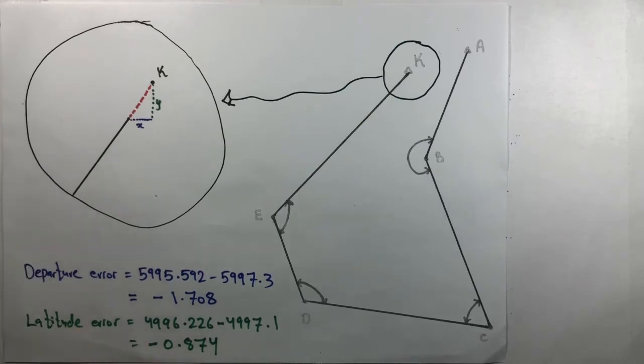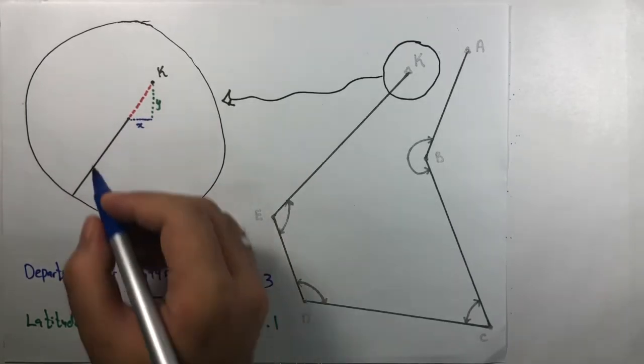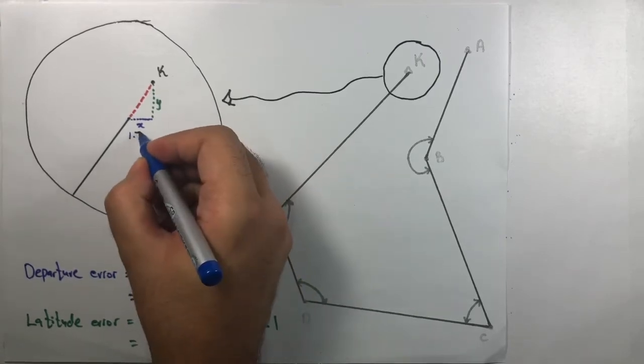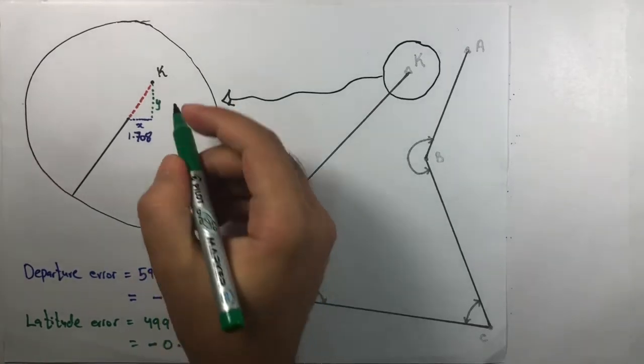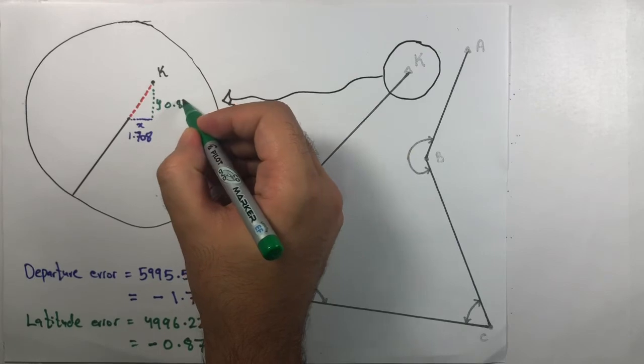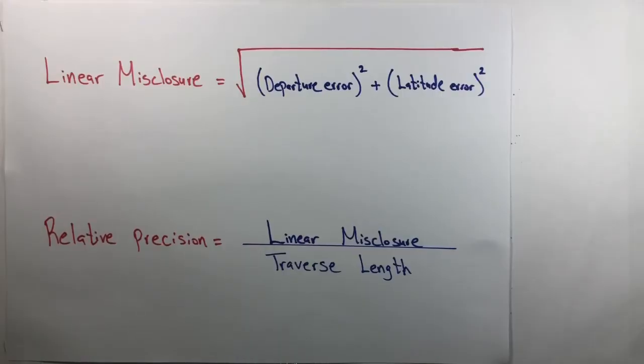So when we get back to the zoomed part, we can see that this small part in the x-axis is equivalent to 1.708, and the part in the y-axis is equivalent to 0.874. To find the linear misclosure, which is the red line here, we'll use Pythagoras theorem. Linear misclosure is the square root of the departure error squared plus the latitude error squared as well.